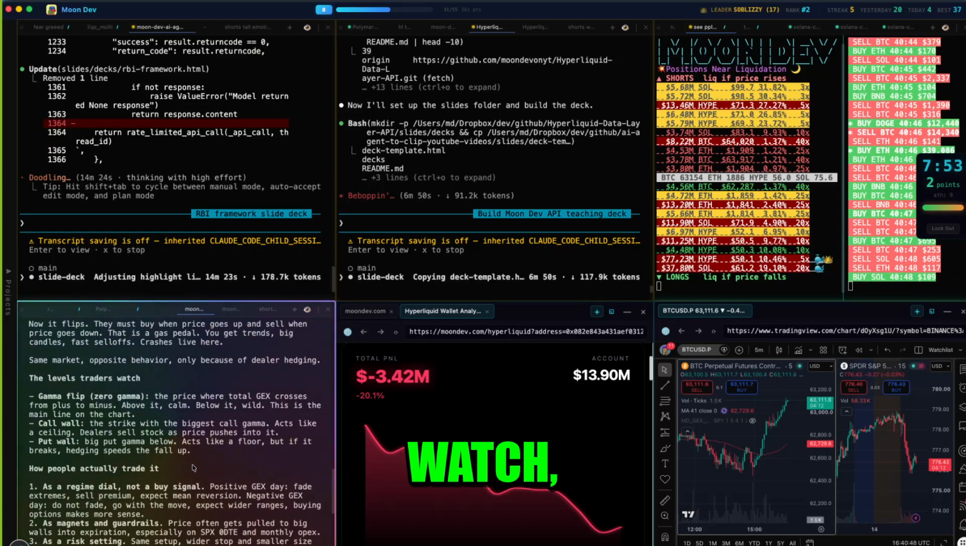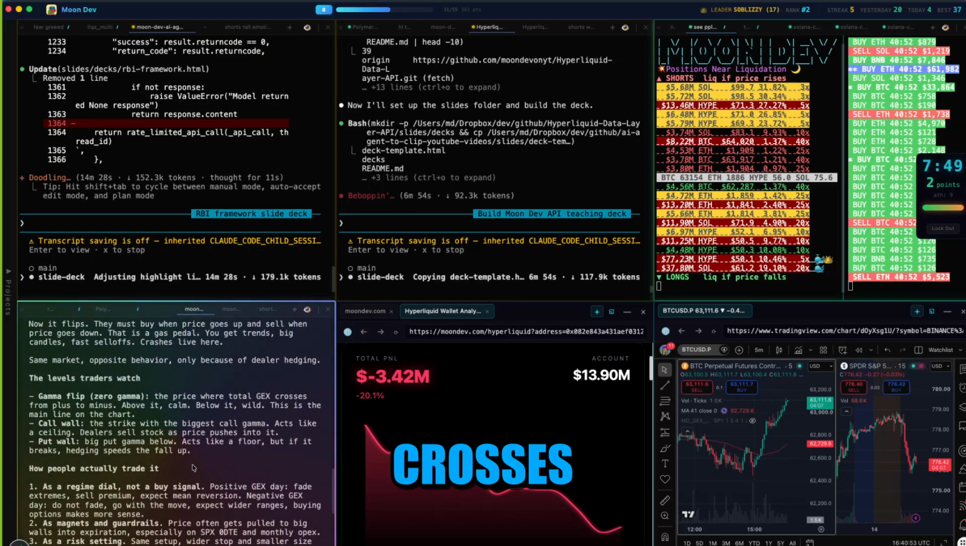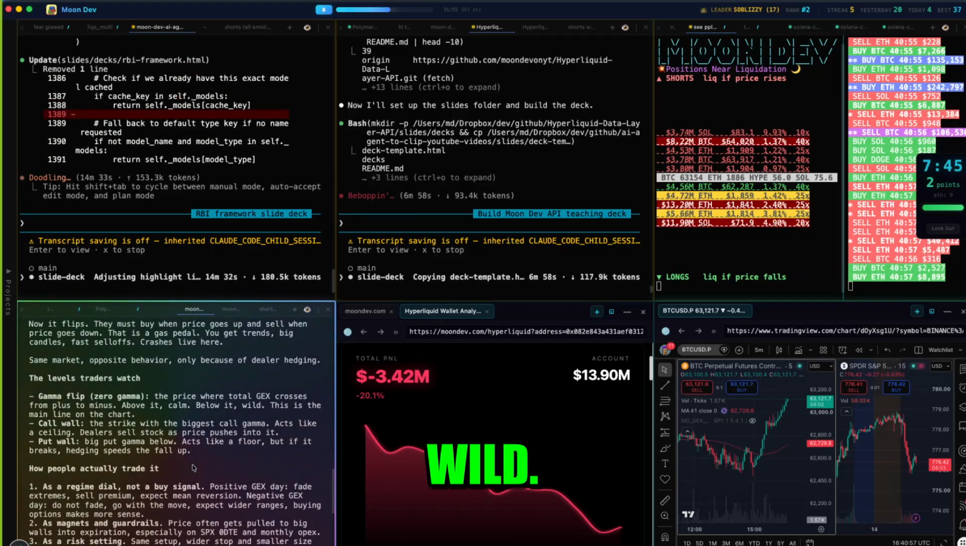The levels traders watch: gamma flip, 0 gamma. The price where total GEX crosses from plus to minus. Above it, calm. Below it, wild.